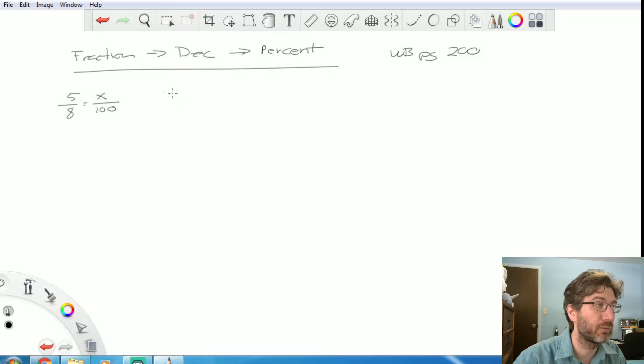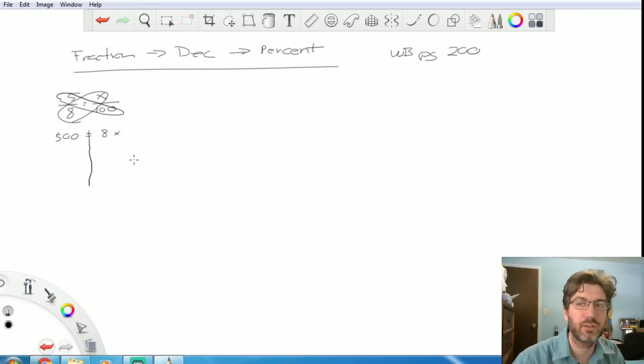We've been doing this for a few days already, so hopefully it's starting to stick. But you just cross products. So 5 times 100 gives you 500. 8 times x gives you 8x. And then you're going to divide. Today you should be getting decimal answers.